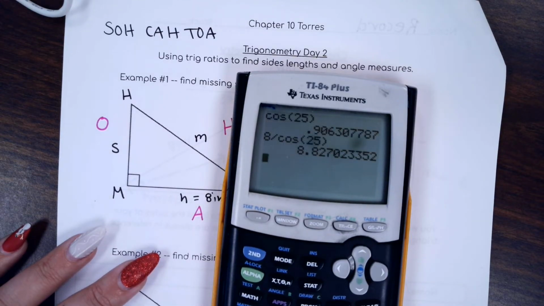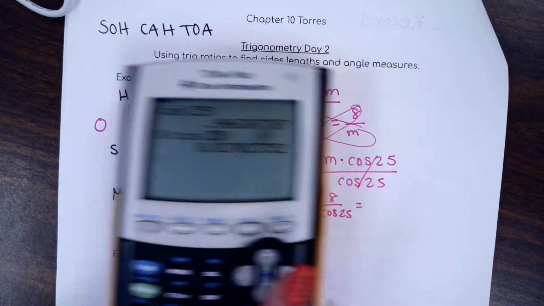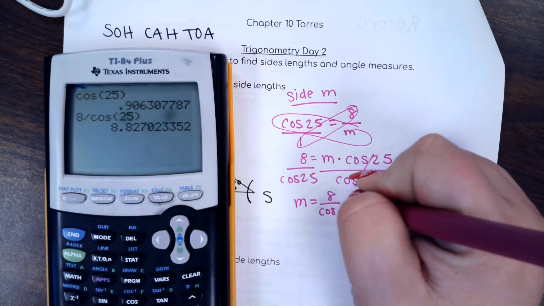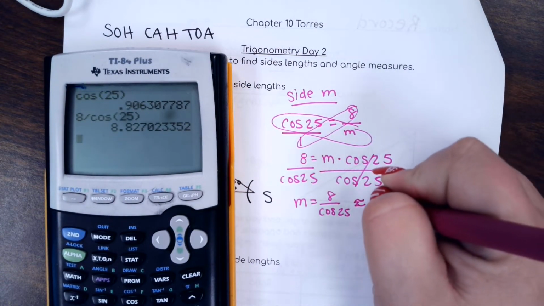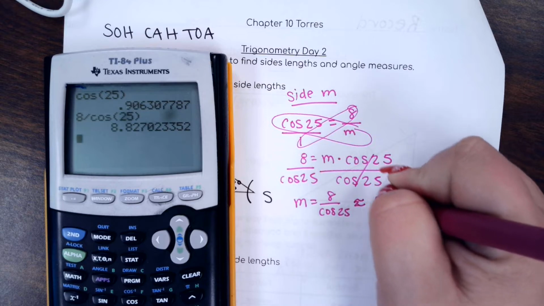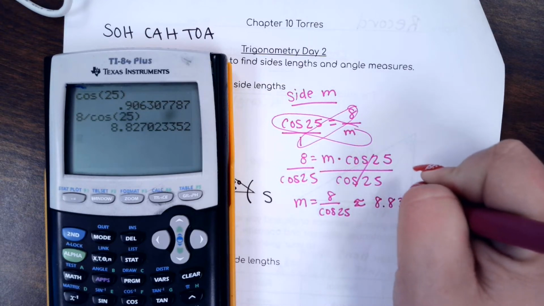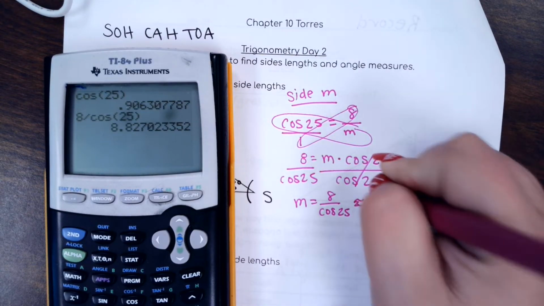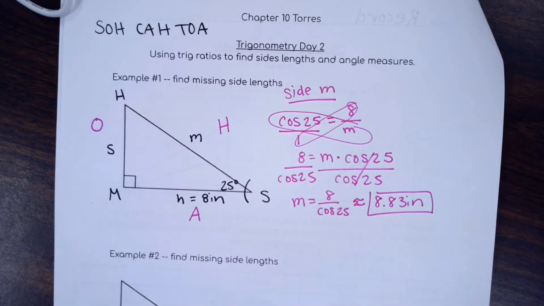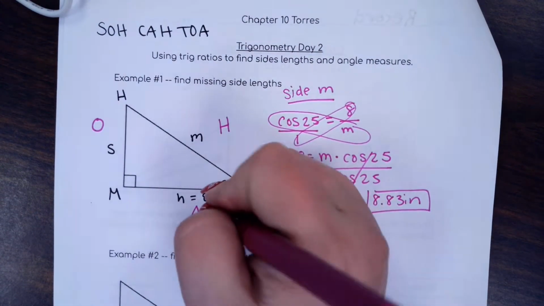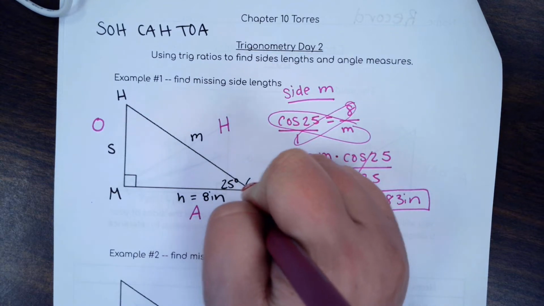And we can round. Let's round to the nearest hundredth. So this is approximately, that's what the squiggly equal sign is, approximately 8.83 inches. So that's side M. Now we've got to do side S.